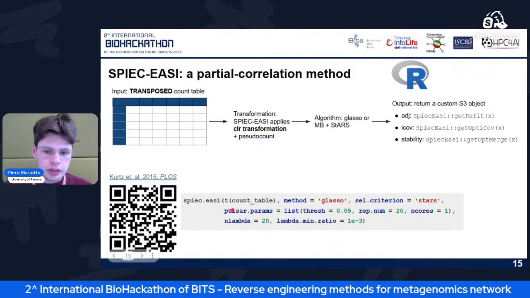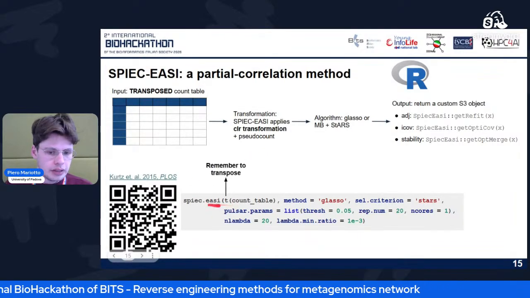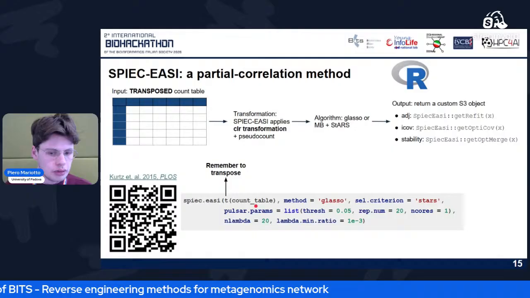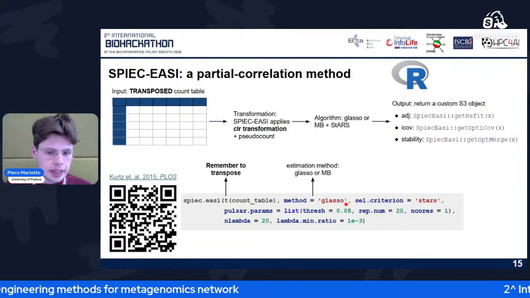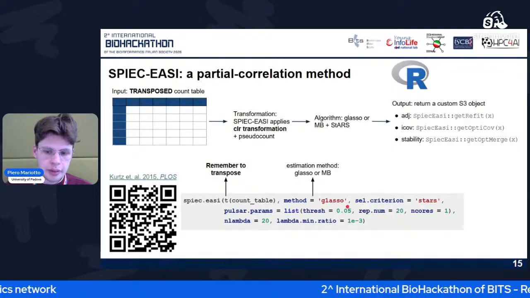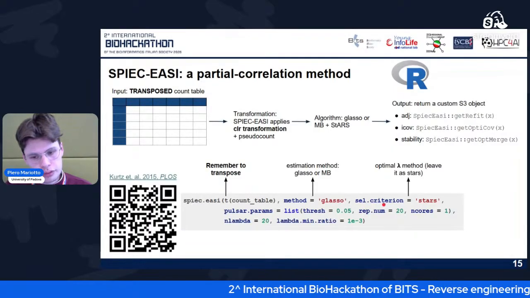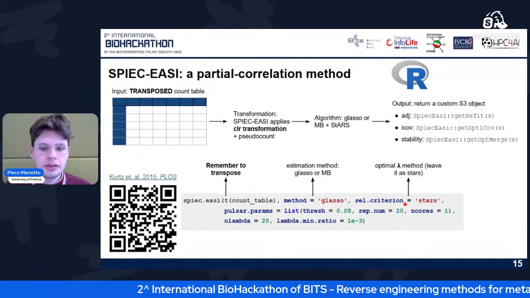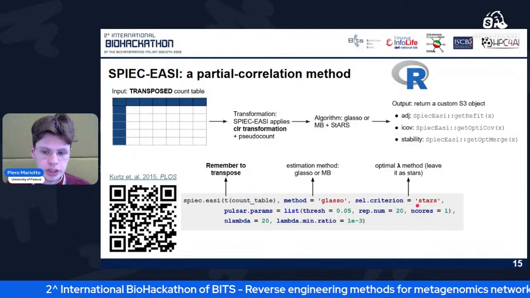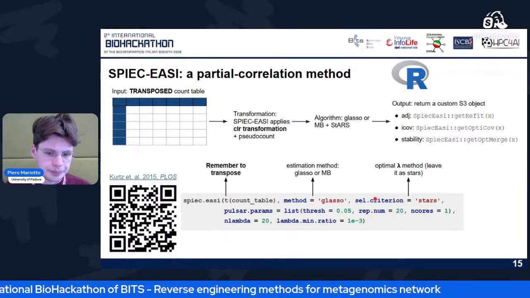So a quick look at the function of SPIEC-EASI. This is your input. Remember that you need to transpose it. Then you can select the estimation method, so GLASSO or the MB method. You can also choose the selection criterion for the lambda parameter. I would suggest you leave it at stars.